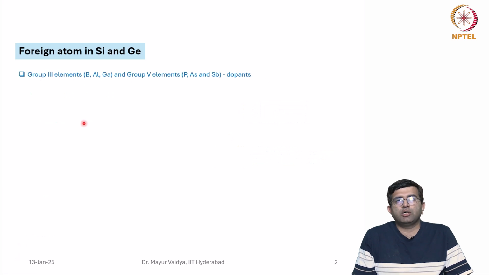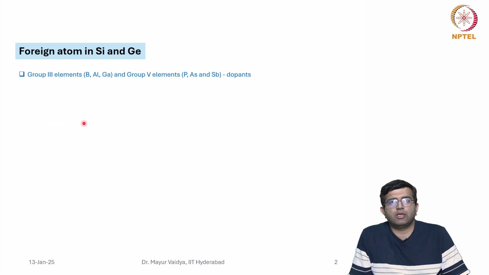For foreign atoms in silicon, the primary dopants are the group 3 elements, for example boron, aluminum and gallium, and the group 5 elements, which are phosphorus, arsenic and antimony. These are the key dopants which give rise to p-type and n-type semiconductors. They have a fairly high solubility, almost next to the group 4 elements.